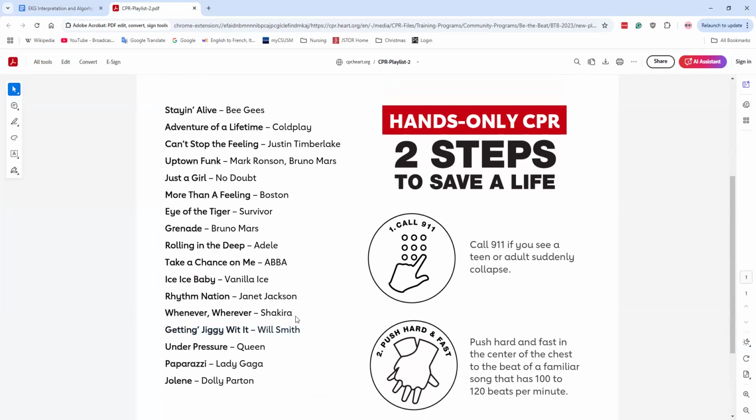Under pressure. Push it. Yeah, I'll be under pressure, all right? I'm just sitting there like the family members are watching me. Just a girl. Oh, wow, I'm just a girl. That's funny. But yeah, so there's a whole bunch of songs. So in the odd event that you do have to do CPR at one point in your time as a nurse or in nursing school, just some songs to keep in mind.